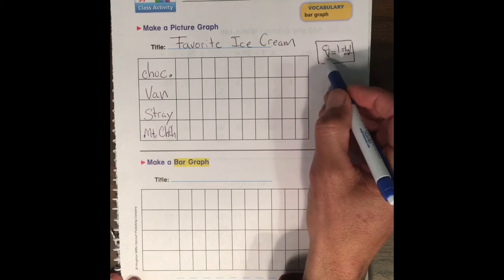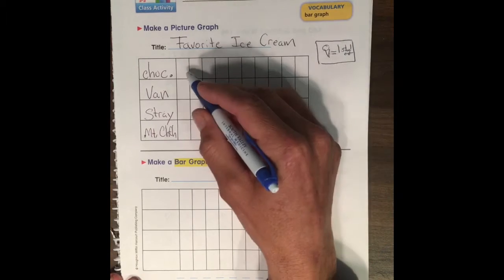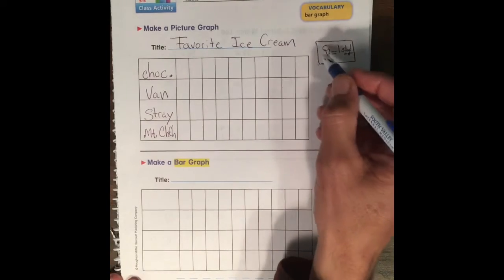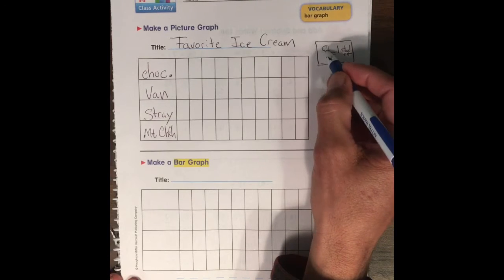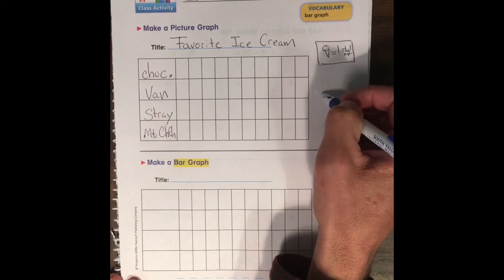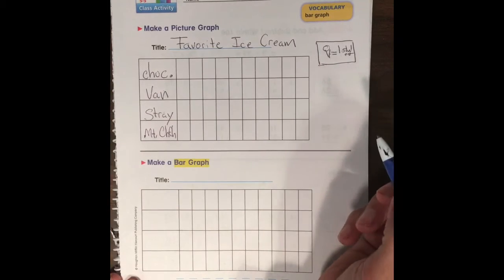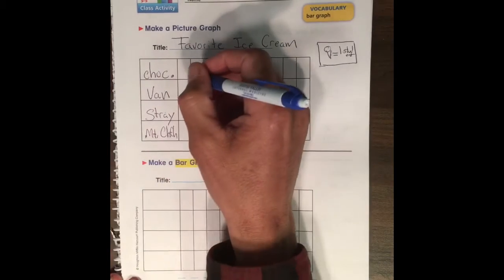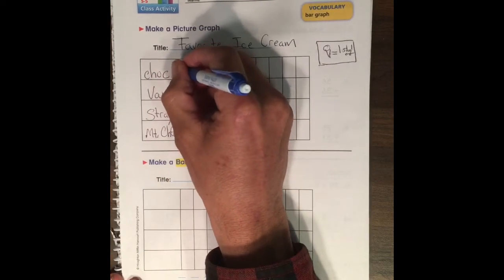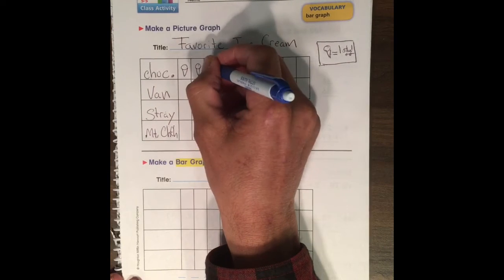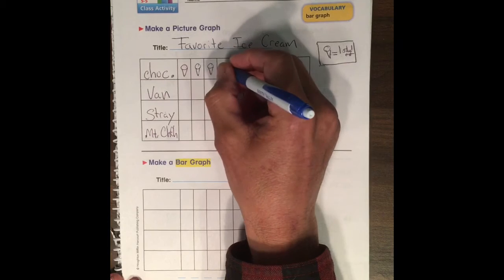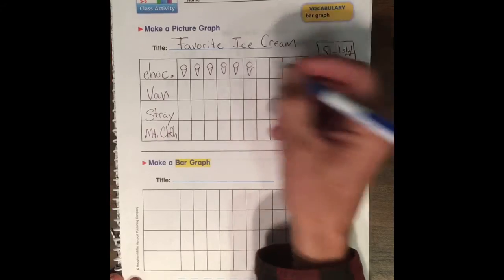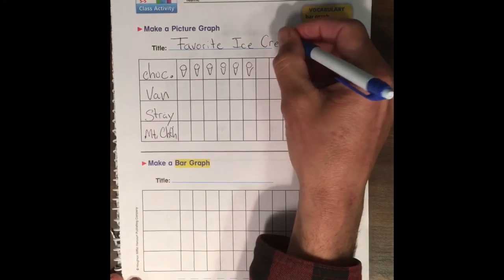So some mistakes I see in picture graphs is they'll have different pictures for each one. You want to pick one, and then I would just say, okay, every picture of an ice cream cone equals one student selecting that. So now I'm going to come over here and I'm going to say, okay, I have 6 kids who like chocolate, so 6 ice cream cones. 1, 2, 3, 4, 5, 6. This is the picture graph.